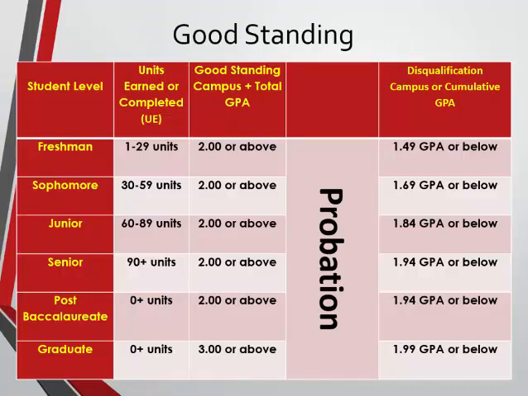As an undergraduate, to be in good standing, you must have at least a 2.0 campus and cumulative GPA, regardless of your student level. Campus GPA includes all coursework completed at Fresno State. Cumulative or total GPA includes Fresno State coursework and any transfer coursework. When you earn a campus and/or total GPA below 2.0, your academic standing is probation for the subsequent semester and every semester thereafter, unless your campus and/or total GPA increases to 2.0 or you are disqualified.